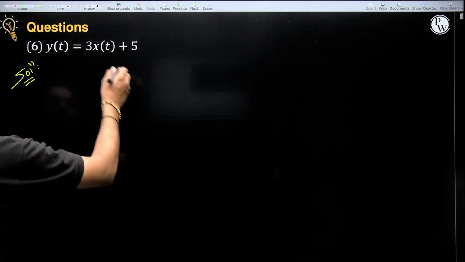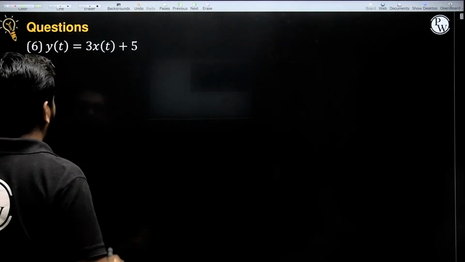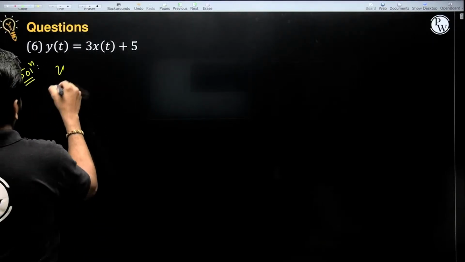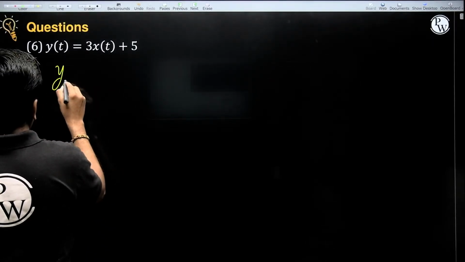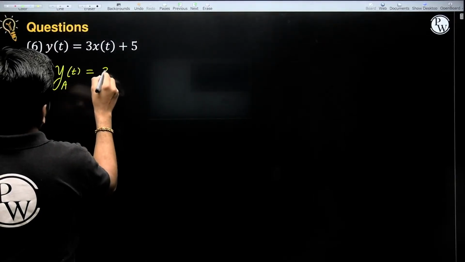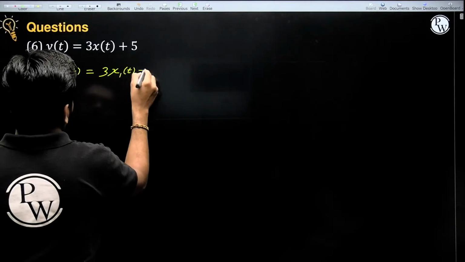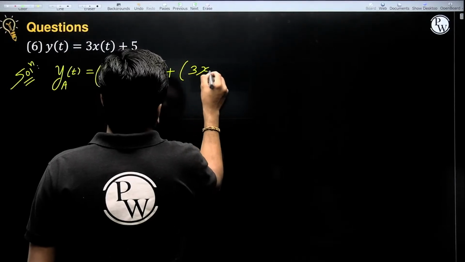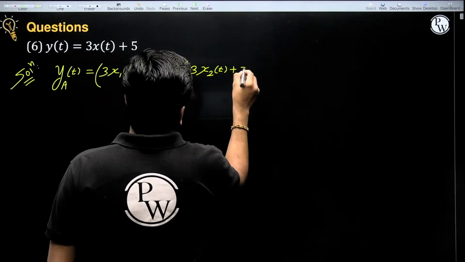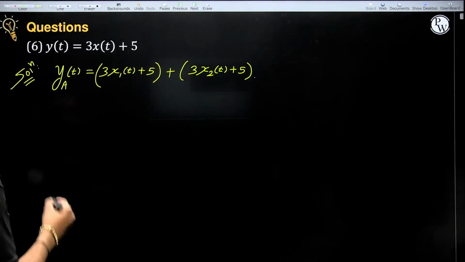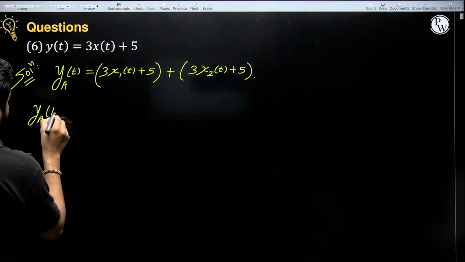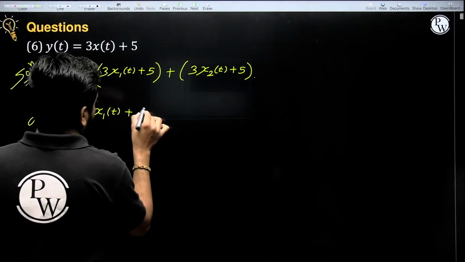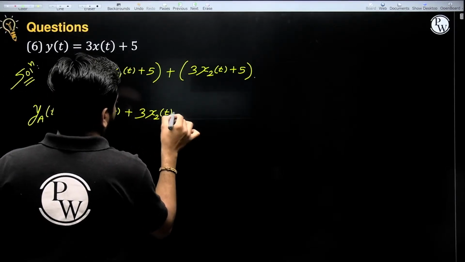Yes, non-linear. Very good. So y equal to mx plus c. Actually, it is non-linear. It is a straight line, but not passing through origin. That's why non-linear. First, sum of the individual response. Y1 of t is 3 x1 of t plus 5. The second response is 3 x2 of t plus 5. Y of t equal to 3 x1 of t plus 3 x2 of t plus 10.